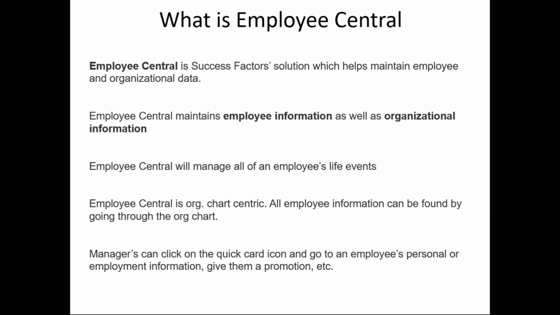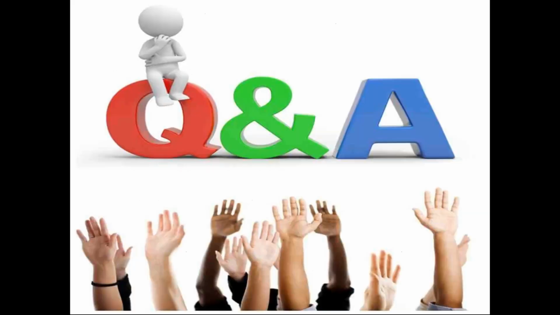Okay, and managers can click on the quick card icon and go to the employee's personal and employment information, give them a promotion. Now, what can a manager do? A manager can approve the request that the employee has raised. Let's say an employee has raised a leave request. The manager will go and approve that request. Apart from that, a manager may have to transfer the employee from one location to another location, one department to another department. A manager may have to promote the employee. Now, the employee's designation is trainee. Tomorrow if the employee is to be promoted to executive, that can be done by either HR or by a manager. Okay, we'll see that.